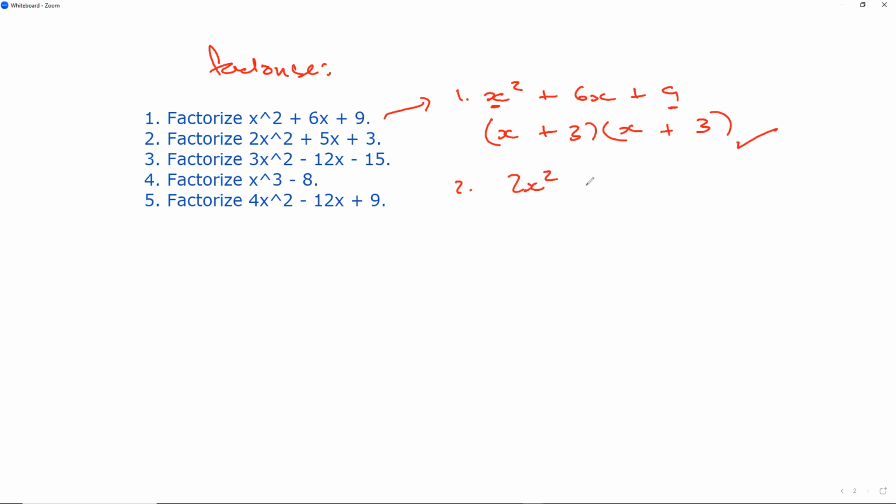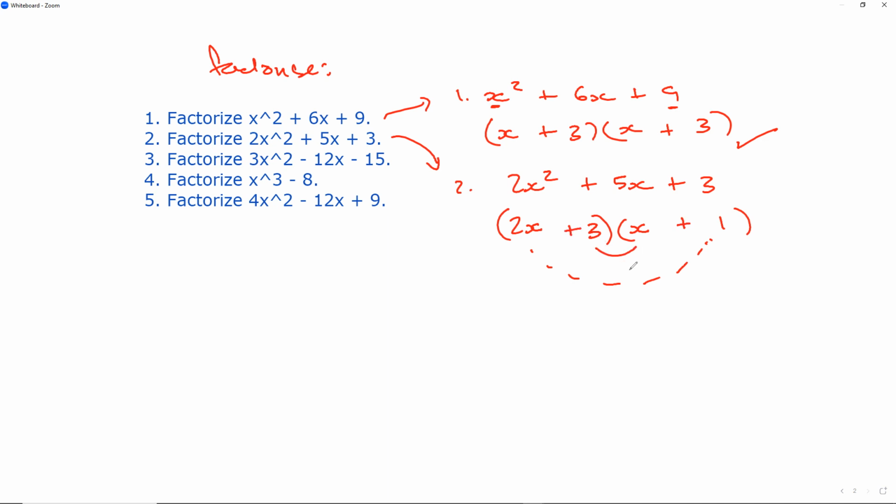The next one is 2x squared plus 5x plus 3. All right, 2x squared plus 5x plus 3. I'm now going to introduce the bracket here. This is going to be 2x. This is 2x. This is going to be 3 and 1. That's going to give me plus, and that's going to give me plus as well.